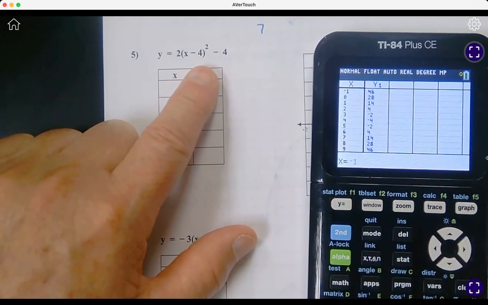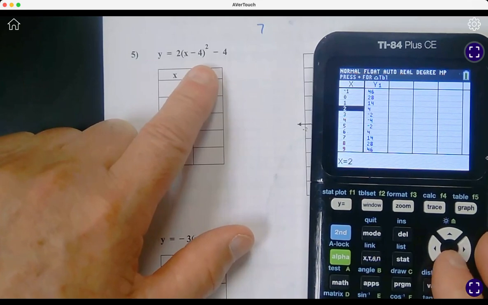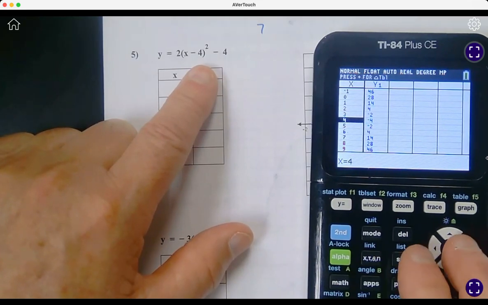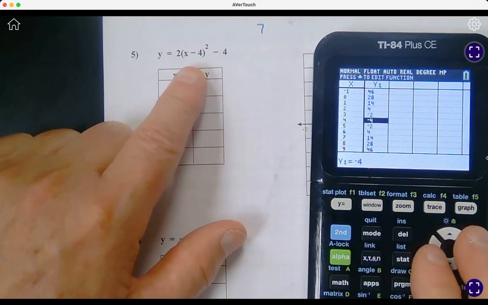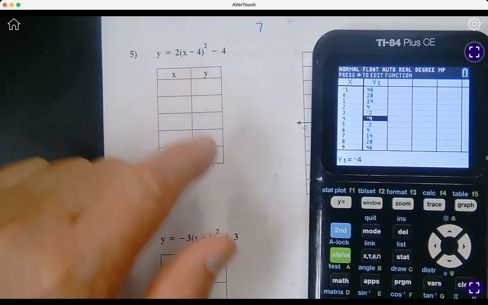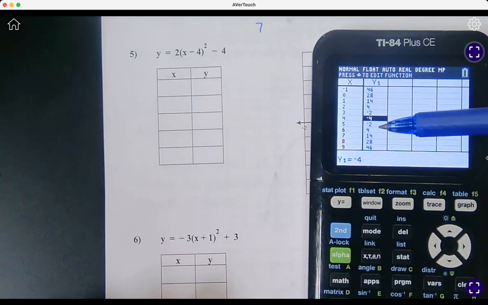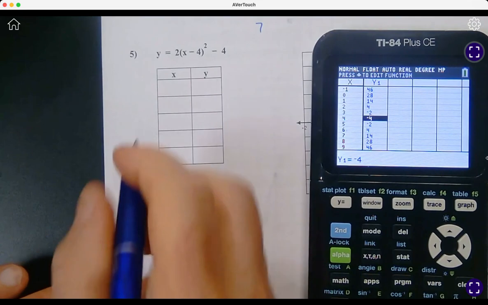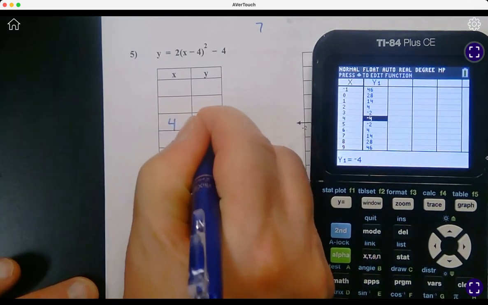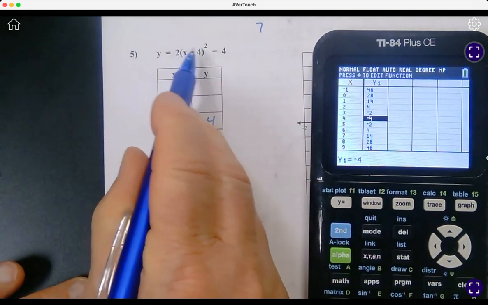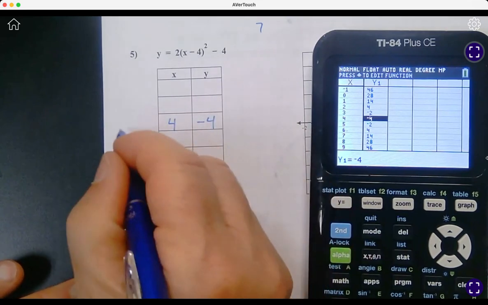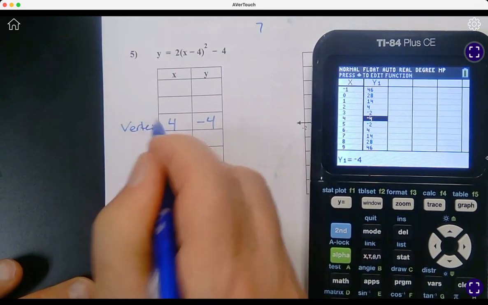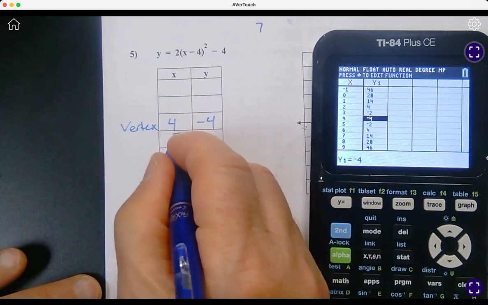Second graph. I'm going to look at the table. Look at that right there. 4, negative 4. That's my vertex. And I know it because it's the same numbers above and below that y value. So that's my vertex, 4, negative 4. And that matches, right? h is 4, k is negative 4. There's your vertex.